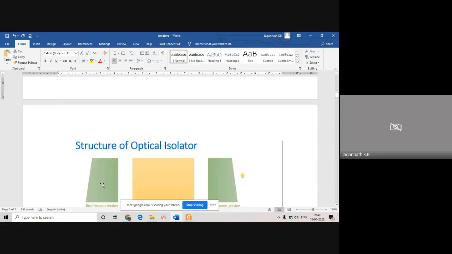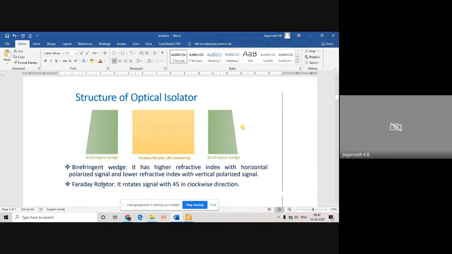You can see this. This is the structure of your optical isolator. Everyone can see this.